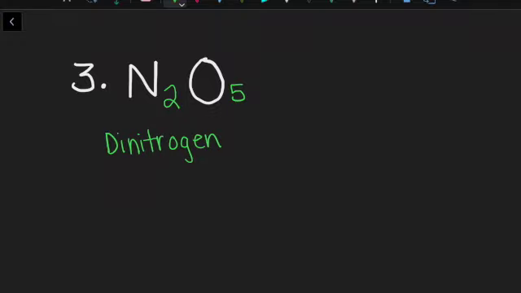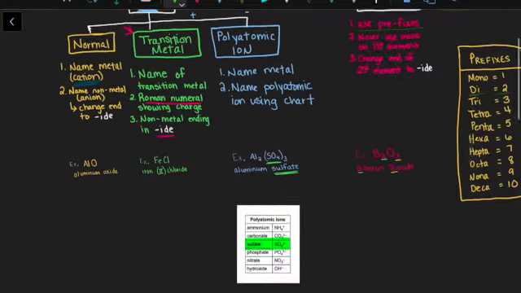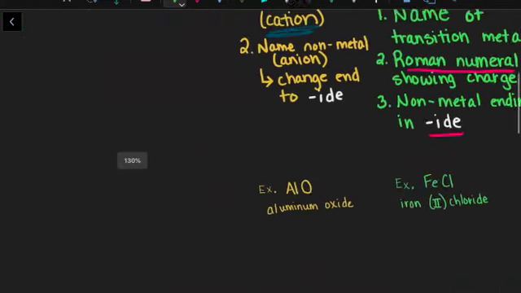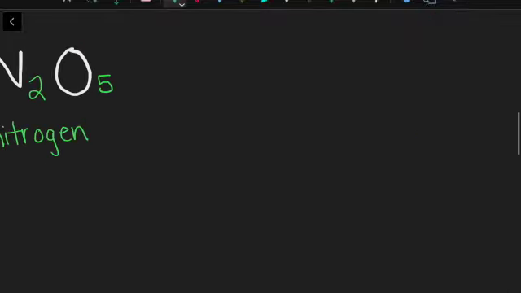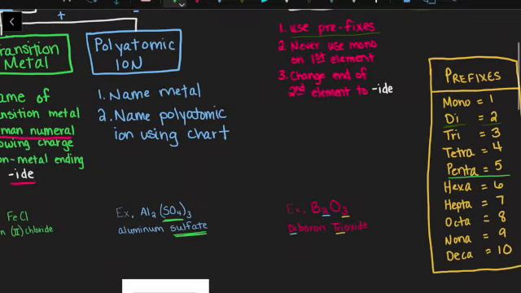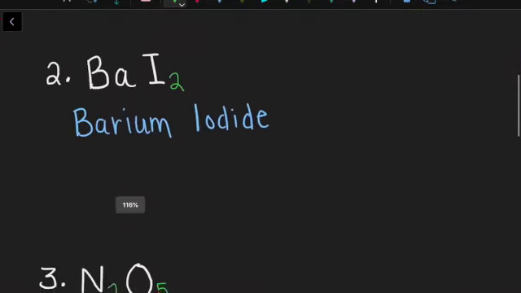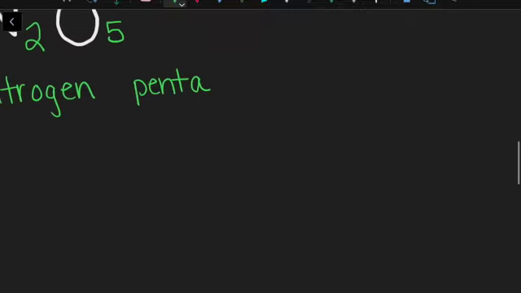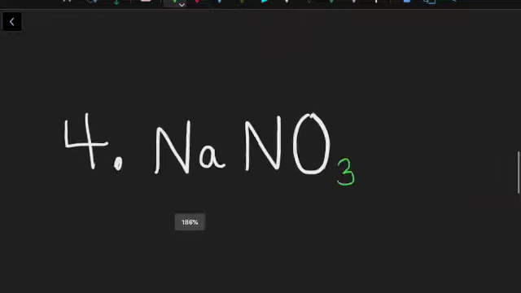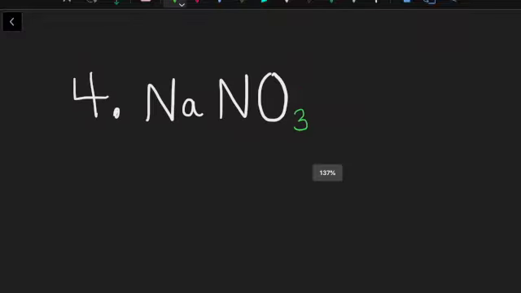Nitrogen, and then five oxygen, so I gotta go look back at this, look for five. It is here. It is going to be penta, so go ahead and write penta. And then change the end to -ide, so pentaoxide. We would really remove this A, but like I said, I don't really care about spelling right now, as long as you get the idea.